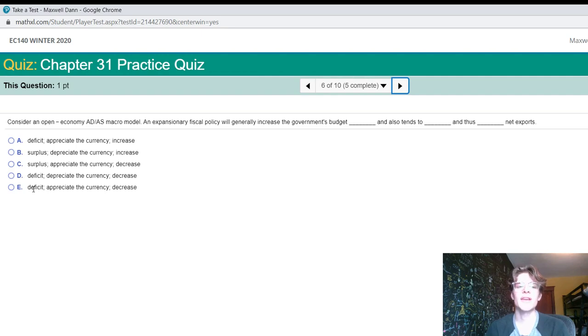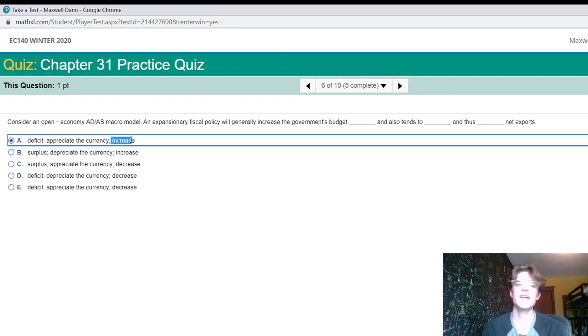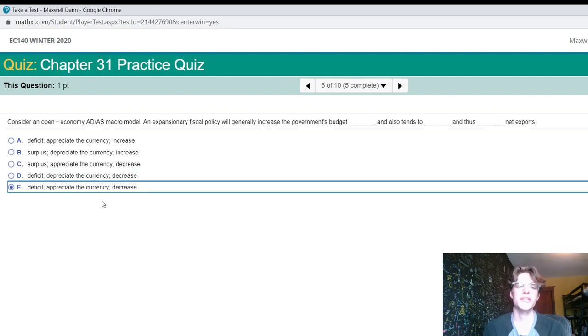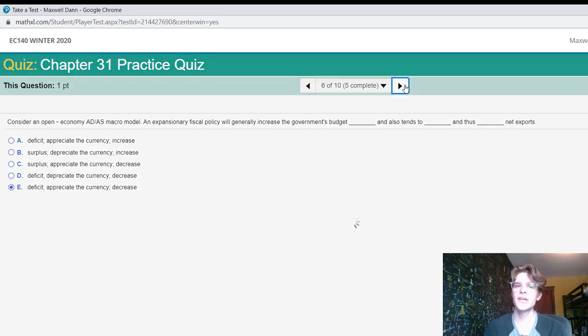And then we know that if we have an appreciation of our currency, we're going to see net exports go down. If our money is more valuable, our prices are going to be higher, so net exports will go down. And if we have a depreciation of our currency, then our net exports will go up. So we need to have an opposite there. Appreciation and increase, that's not opposite. Depreciation and decrease, that's not opposite either. So this is the only one that actually makes sense, and that's how I logicked this question out. I'm not totally sure how it actually appreciates the currency. If anyone knows, let me know.